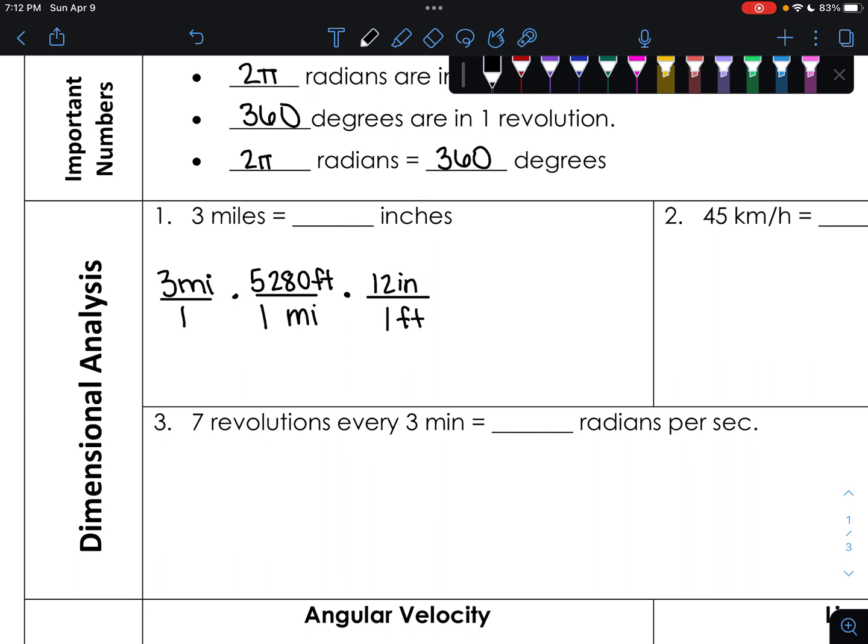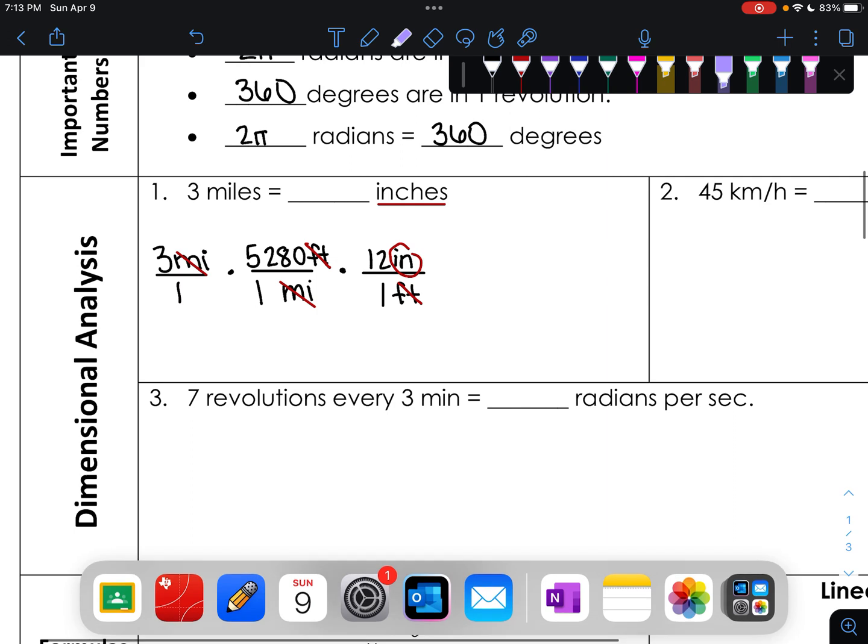And we know we're doing this correctly when all the units, except the one we want, cross out. So what I mean by that is I have miles on top, miles on bottom. They cancel out. Then I have feet on top, feet on bottom. They cancel out. I'm just left with inches, and that's what I'm looking for. So now all we're going to do is multiply everything that's left on top together and then everything that's on bottom together. In this case, everything on bottom is just 1, so you don't really have to worry about it. So we go to our calculator.